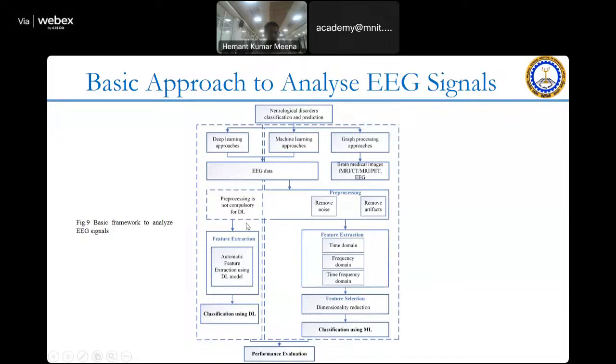Then feature extraction: in DL, it is automatic feature extraction, while in machine learning and graph processing, it is time domain and frequency domain features, followed by feature selection and classification using ML. Please be clear on one thing: even when we say we are using the graph processing approach, we are not denying the use of machine learning.